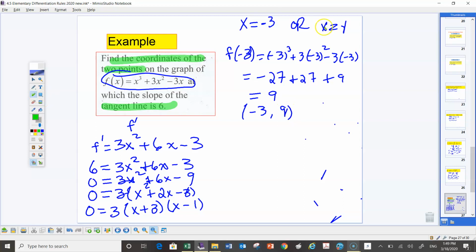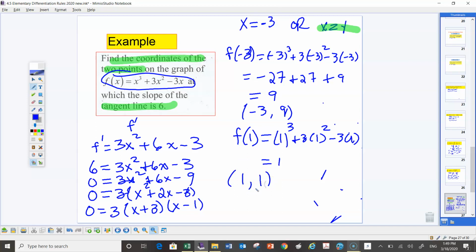Now I do the same thing when x is 1. So I'm going to plug 1 in for my value of x in my function to get 1 cubed plus 3 times 1 squared minus 3 times 1. And if I collect like terms, this works out to be 1. So my next coordinate is the point 1, 1. So if we look at those 2 points and we drew a tangent line, we would get a slope of 6.